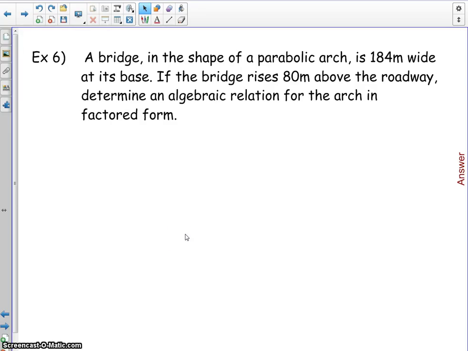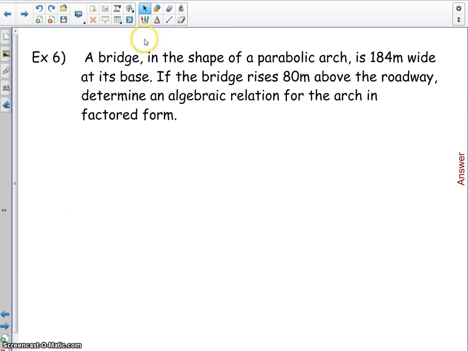So we have a bridge that has a shape of a parabolic arch. It's 184 meters wide at the base. The bridge is going to rise 80 meters in height above the roadway, and we want to try to find an equation or an algebraic relation for the arch, and we can put it in factored form.